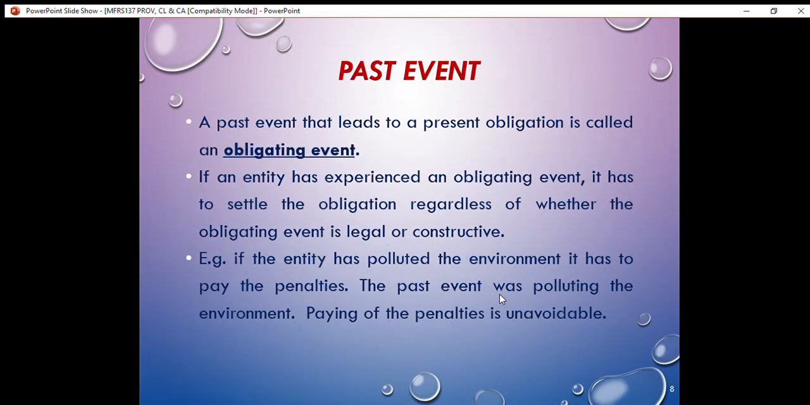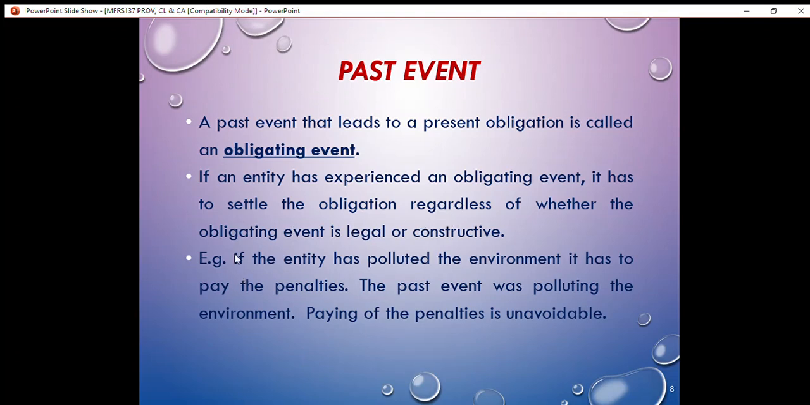Next, this one is about past event. Just now, the first condition also mentions past event. A past event that leads to a present obligation is called an obligating event. If an entity has experienced an obligating event, it has to settle the obligation regardless of whether the obligating event is legal or constructive.